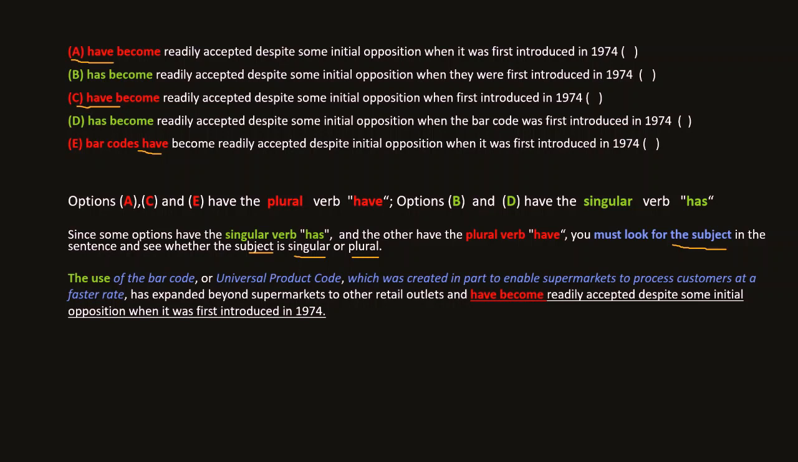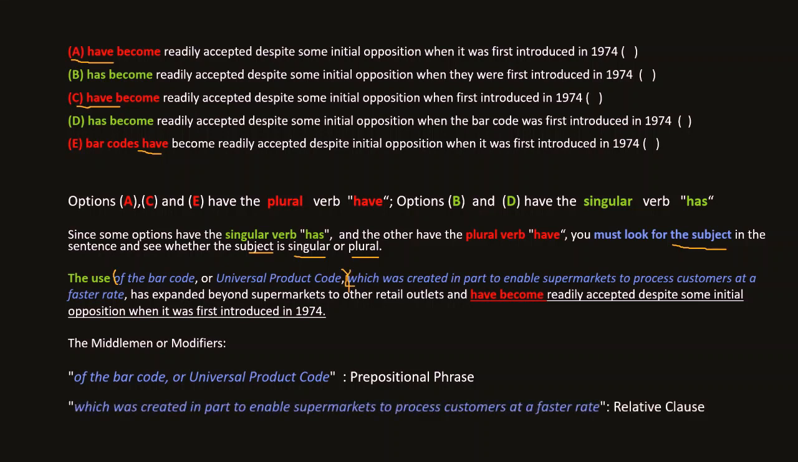What are the modifiers in this sentence? You have a prepositional phrase. What is that? Of the barcode or of the universal product code. And you also have a relative clause. What is that? Which was created in part to enable supermarkets to process customers at a faster rate. After I eliminate the prepositional phrase and the relative clause, what is the subject now? The subject is the use, and the verb should be singular, that is has expanded.